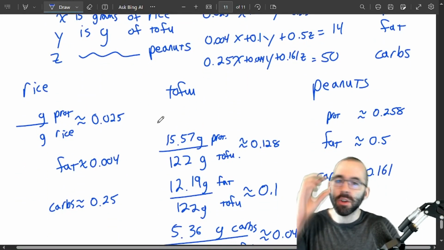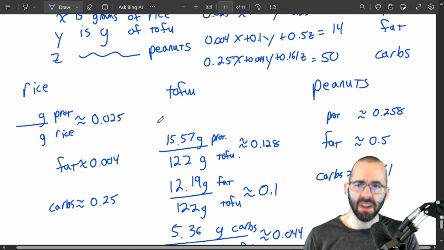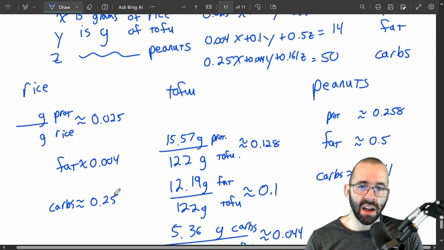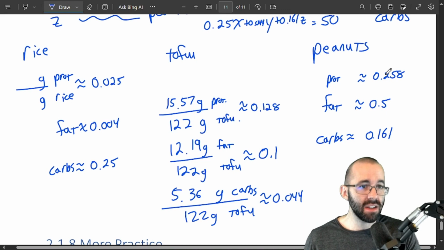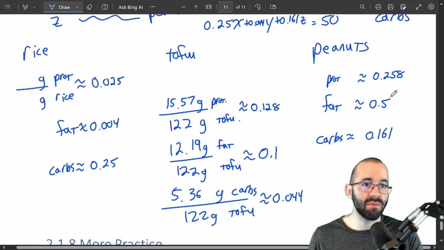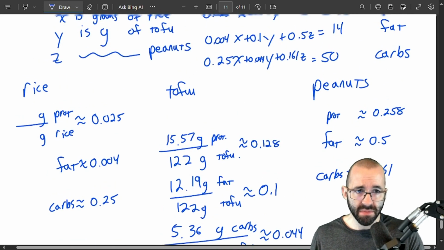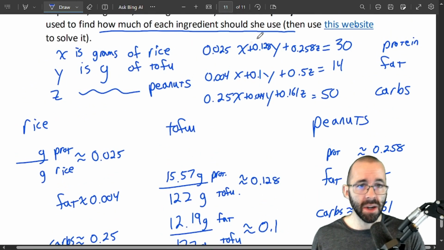All right, so your research may have been a little bit different. I looked mostly at white rice and tried to find an average. And again, you can see that there's not very much protein, almost no fat in rice, and 0.25 grams of carbs per gram of rice. So yeah, lots of carbs in rice as you'd expect. For peanuts, they have a pretty good protein content, lots of fat, as with most nuts, and not very many carbs. Fill those in as the coefficients up here.